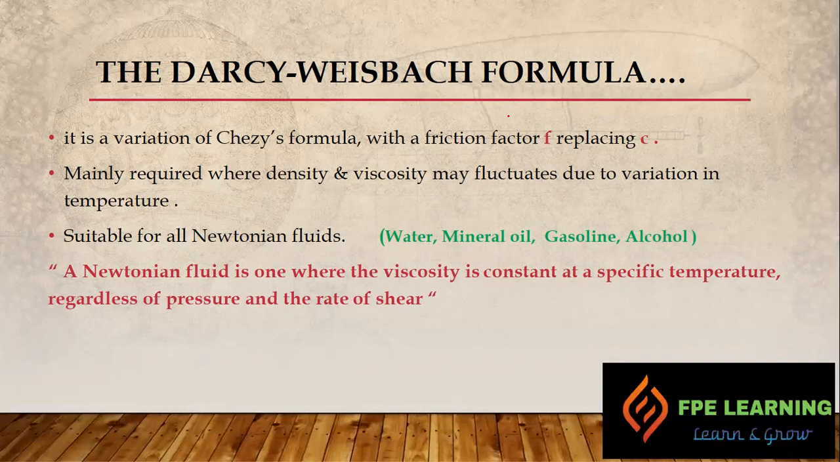And the Darcy-Weisbach formula we use mostly where density and viscosity may fluctuate due to variation in temperature. Something like in a cold region, where the temperature goes minus and plus from season to season, and it is not constant. So in those regions, we have to use the Darcy-Weisbach formula. Right? And this formula is suitable for all Newtonian fluids.